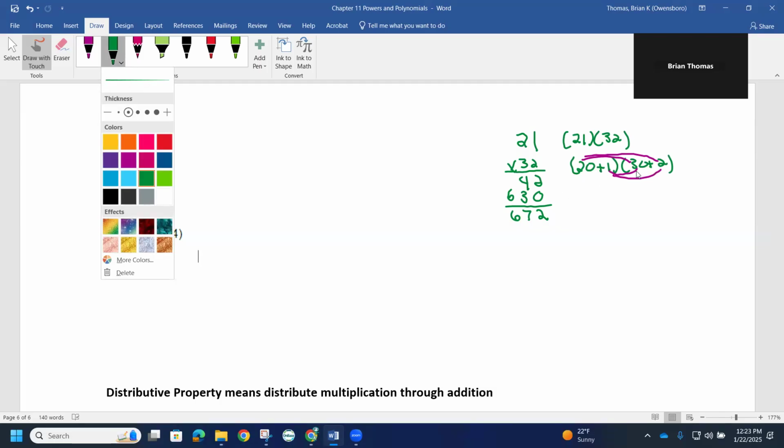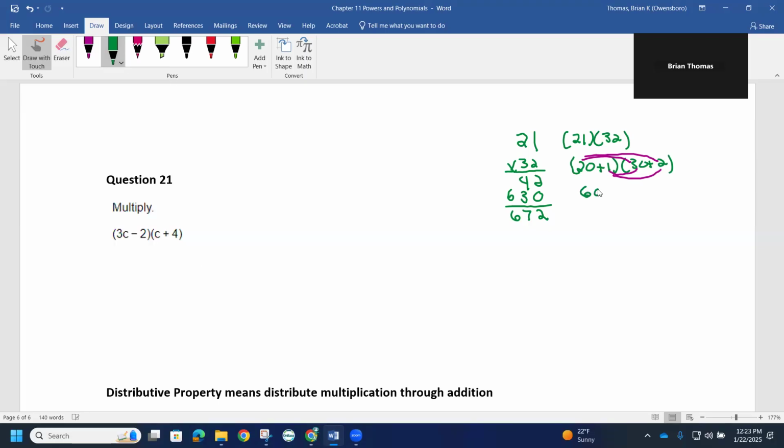So if we do 20 times 30, that's going to be 600, because 2 times 3 is 6, and then there are 2 trailing zeros, so 600. 20 times 2 would be 40. And then 1 times 30 would be 30. And then 1 times 2 would be 2. So notice we have 600, and these two terms go together: 40 and 30 would be 70, plus 2. So 670 plus 2 would be 672. Notice that we get the same answer.